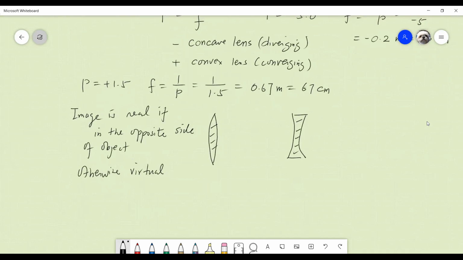Now the equation is the same. You write 1 over F equals 1 over dO plus 1 over dI. Now, I think time's up, so I'm going to stop right here. Let me stop the recording.